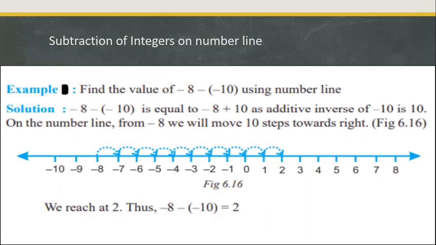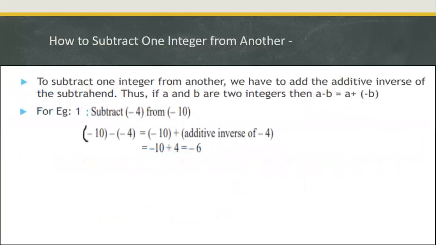Subtraction of integers on number line. Example, find the value of -8 - (-10) using the number line. Solution, -8 - (-10) is equal to -8 + 10, as the additive inverse of -10 is 10. On the number line, from -8 we will move 10 steps forwards, to the right. If we move 10 steps, we reach 2. Thus, -8 - (-10) = 2.